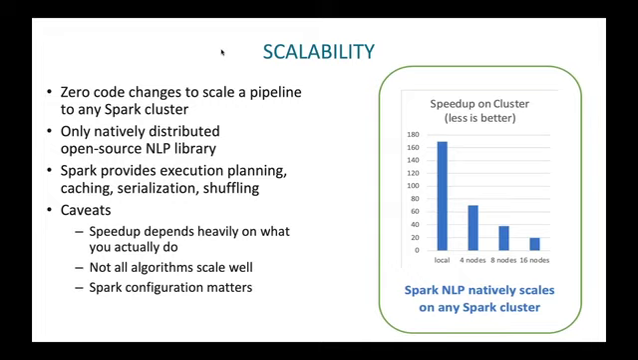Of course, there are some caveats. Your actual speed up will heavily depend on what you're doing, right? So if you're building a CNN algorithm, which is by nature iterative, you're not going to get linear speed up. However, if you're doing inference, you probably will get linear or near linear speed up for a large number of nodes. So that's one thing to note. Another thing is that especially if you go to a larger number of nodes, how you configure Spark definitely matters. But there's a whole lot of documentation and community support on how to do that right.